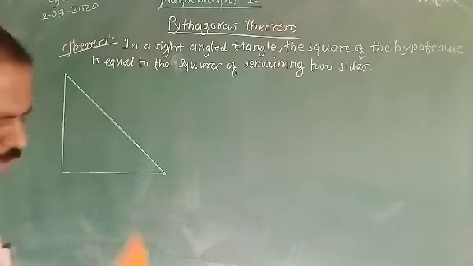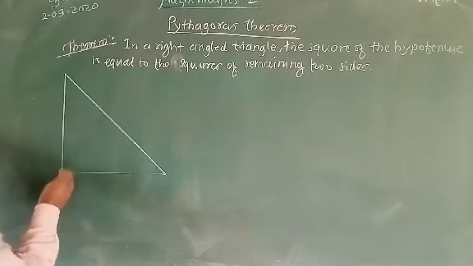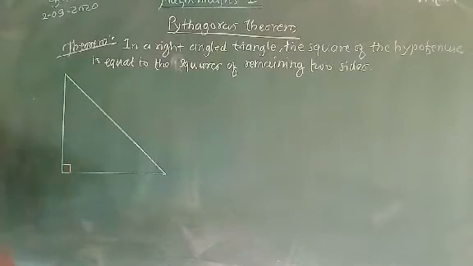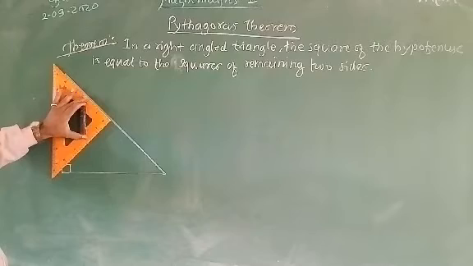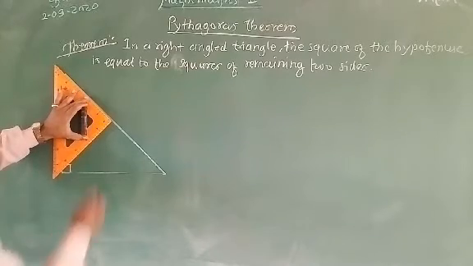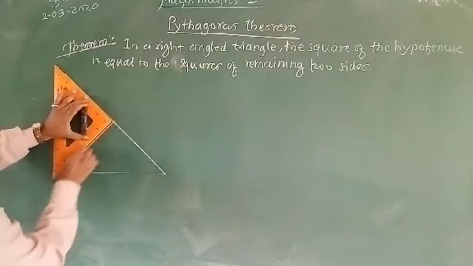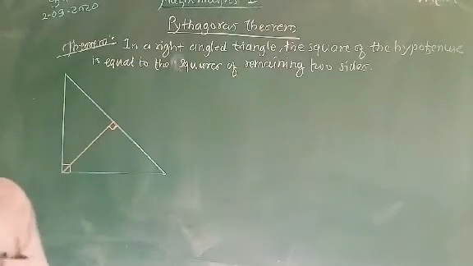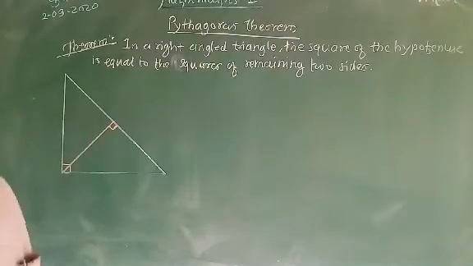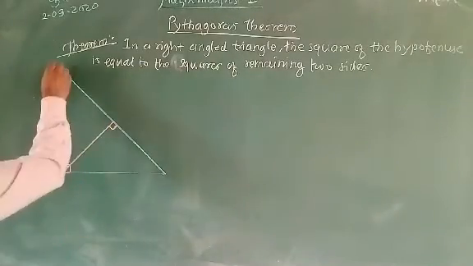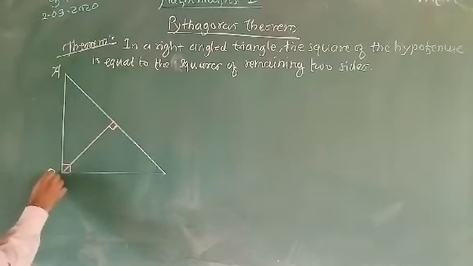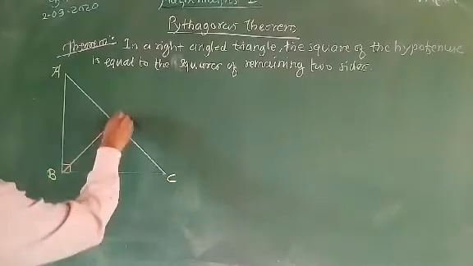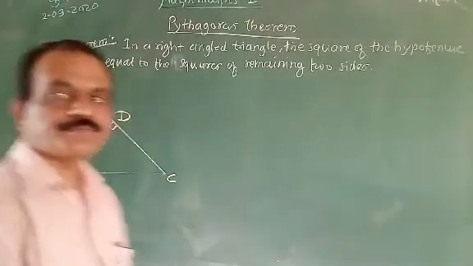This is a right angle triangle. Here we indicate the sign of 90 degrees. Then we draw the altitude from the vertex of 90 degrees. Give the names A, B, C, and here is D.